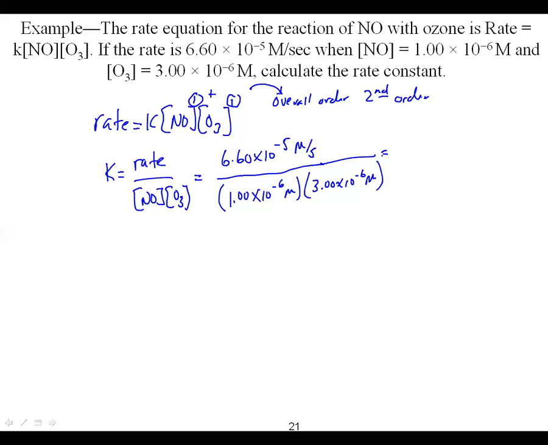looks like we end up with something like 2.20 times 10 to the 7. Just make sure I punched that in right there. Didn't miss anything.